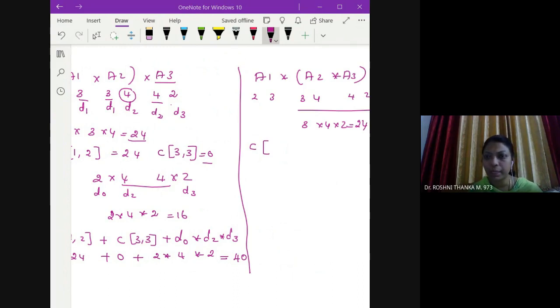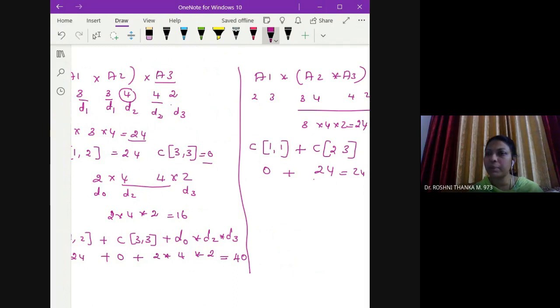So for the first one, 1 cross 1, this matrix, that cost gets added with this one. What is the cost of multiplying the 2 by 3 matrix? 0, plus here we get 24. So when I multiply this, this is what we get in this step, 24.